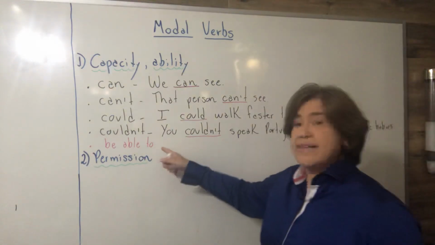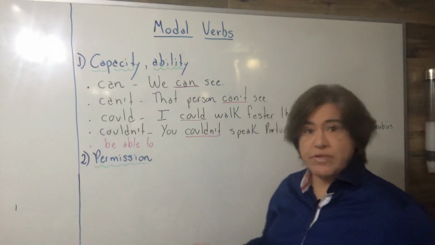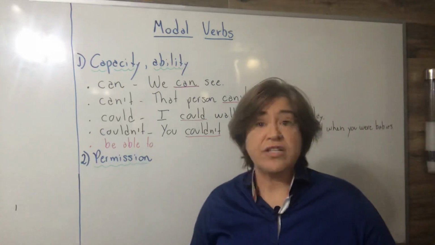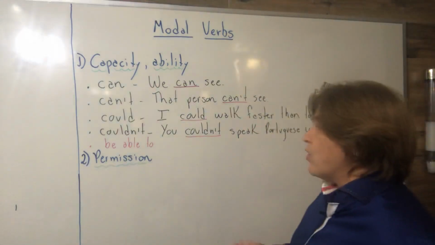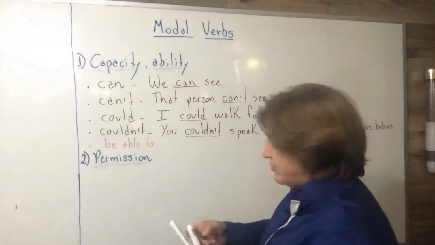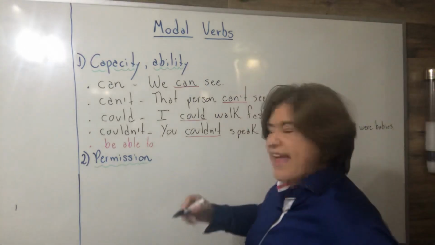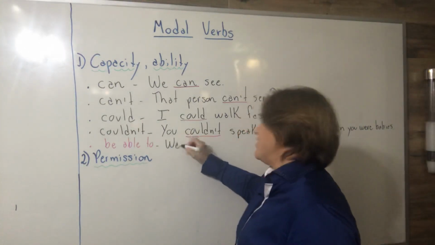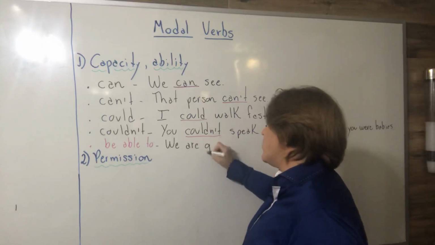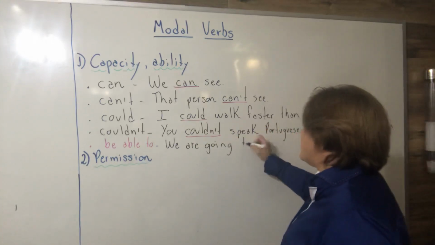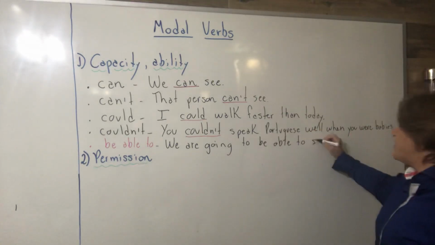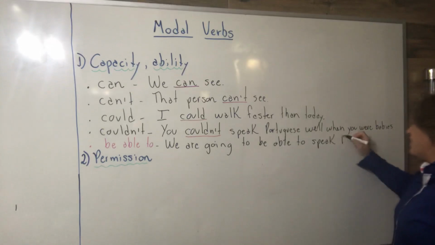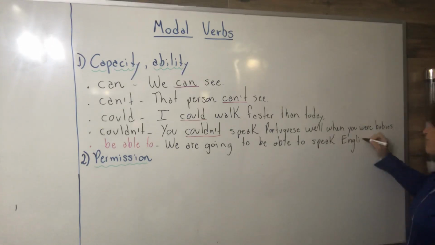I'm going to write a sentence in future because be able to is possible in future. When we finish all the 3 years course, in the future, and I'm going to write it as a plan, we students, woohoo, we are going to be able to speak English fluently.